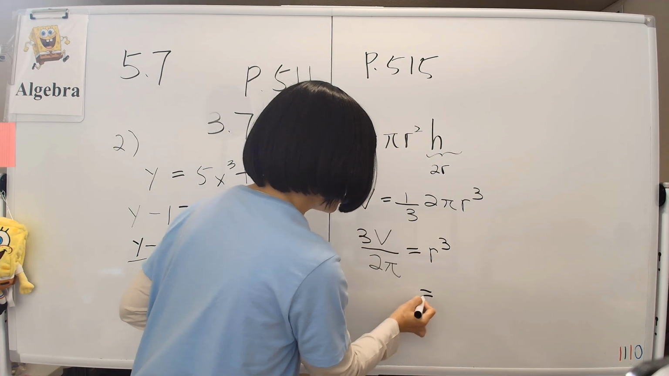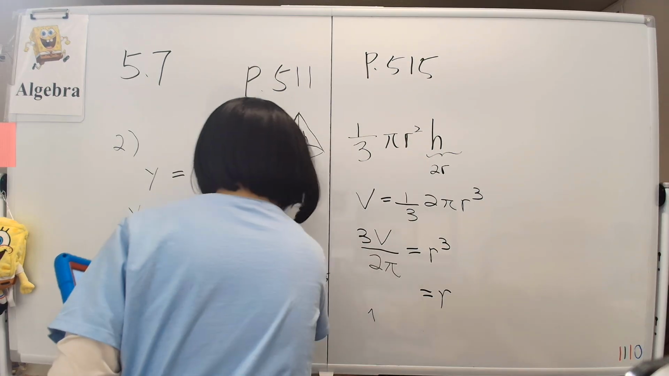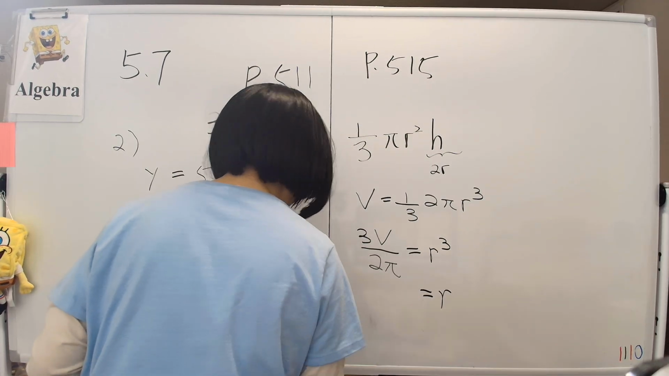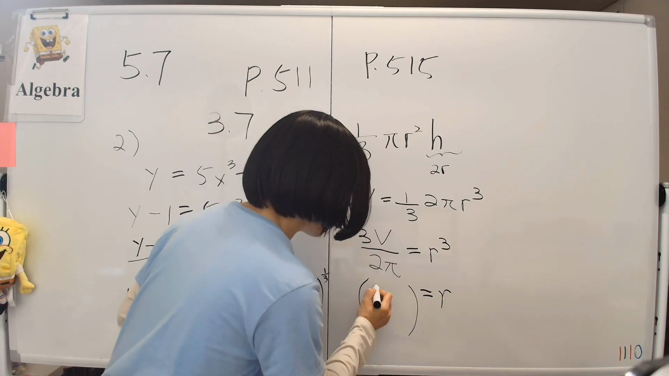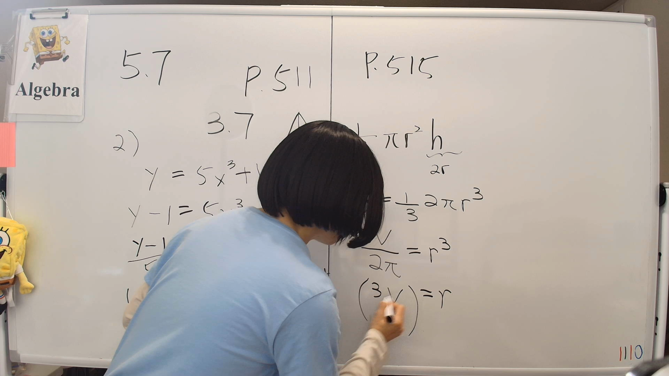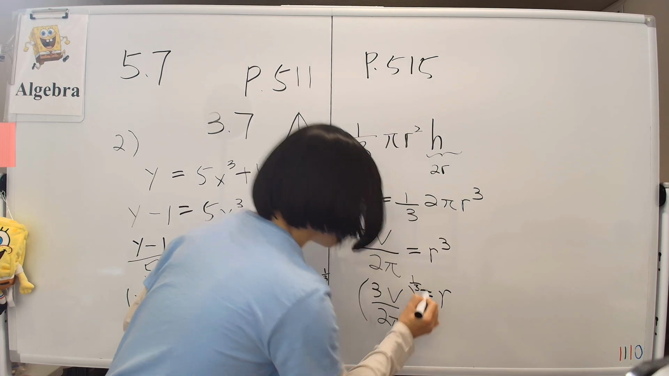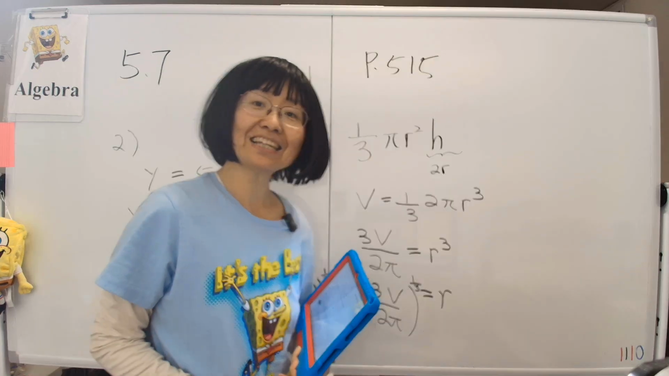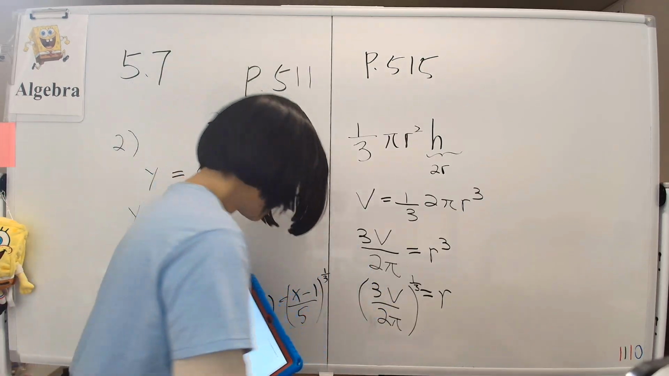And eventually we get r equals the cubic root. I'm not going to write the cubic root; we'll just write the 1/3 power. Remember, the 1/3 power is the same as the cubic root. So 3v over 2 pi, to the 1/3, is equal to r. Notice that in this case, the book didn't tell you to exchange r with v, because that wouldn't make any sense at all.